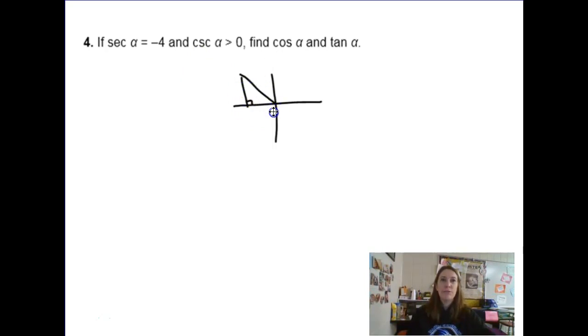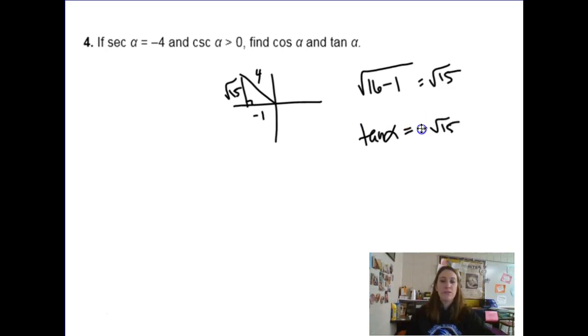Alright, secant is -4 over 1, which means this is a -1 and 4. Alright, this time not a Pythagorean triple. So the square root of 16 - 1 squared is still a 1, so the square root of 15 is the length of the other leg. And it is positive because it's vertical, going upwards here. And then they want tangent. So the tangent of alpha is -square root of 15 over 1, or -square root of 15.